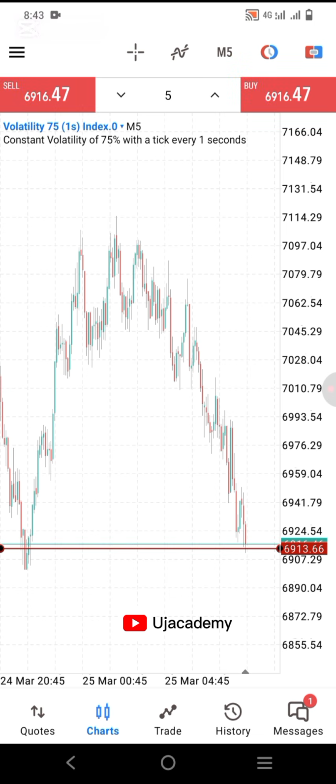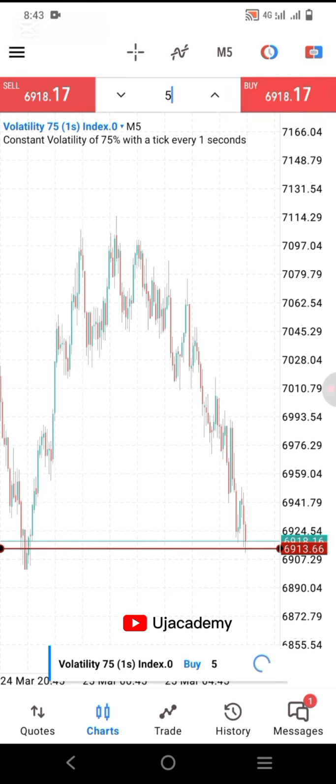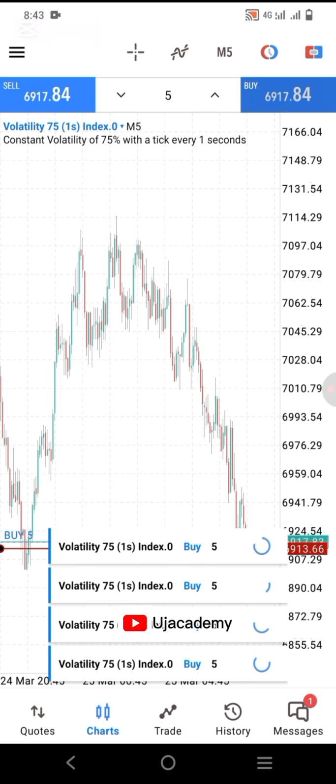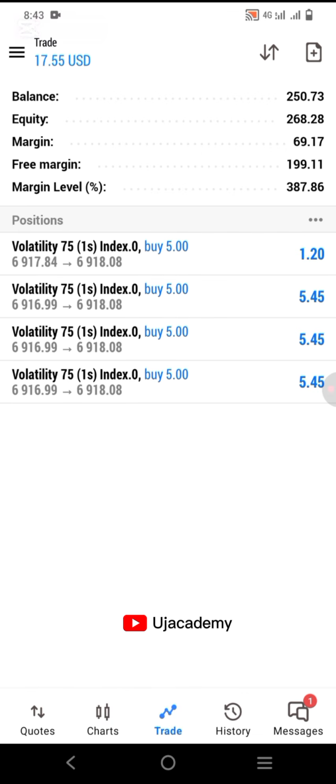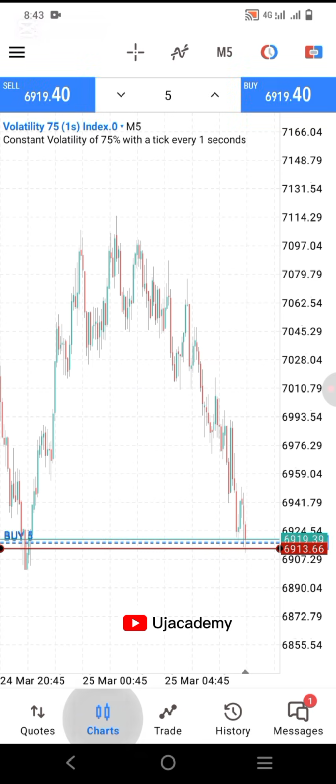So I chose 5 points as my lot size, and then I'm waiting for this trade to just push a little bit lower for me to enter my trade. As usual, I entered my trade, and then it was already on profit. So this is probably how I entered my sniper entry.